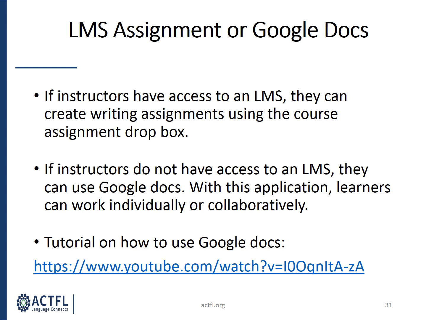Instructors who have access to a learning management system through their institutions can create the assignments that I just shared on their course assignment Dropbox. For those who do not have access to an LMS, Google Docs can be used. Students can work either individually or collaboratively online using Google Docs. The link on this slide provides a tutorial on how to use Google Docs if you're not familiar with it.